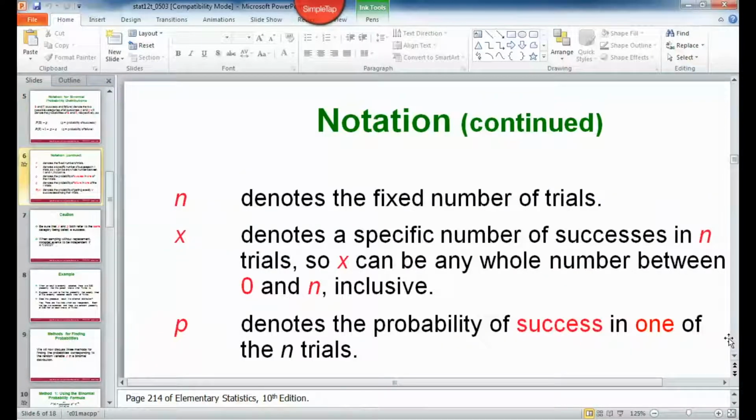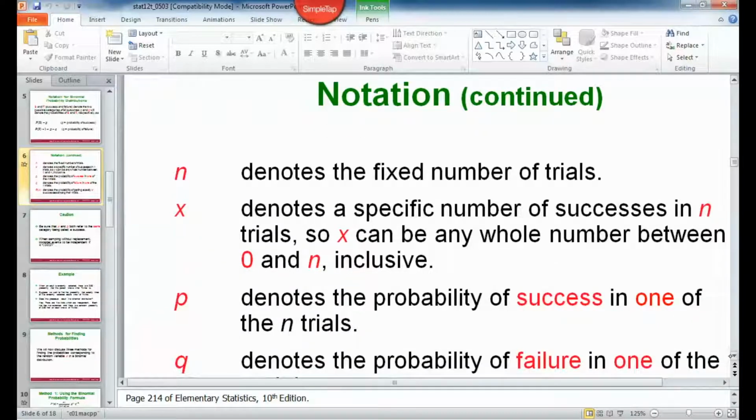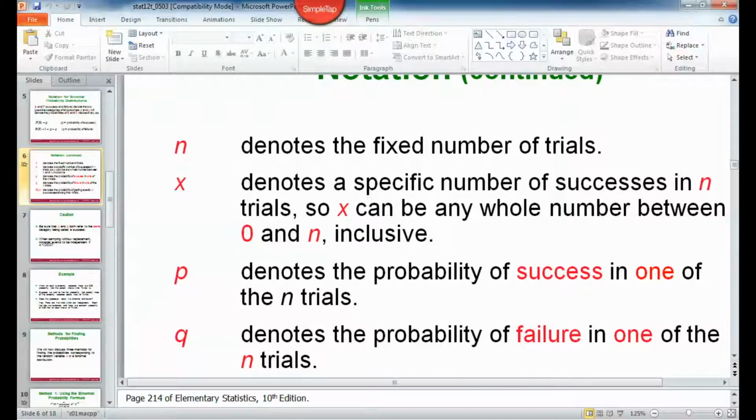Okay. All right, so we're getting ready for the binomial probability formula. To understand the binomial probability formula, which we'll get to eventually, we're going to have some n in the formula. That's the number of trials. X will be the specific number of successes in n trials. So X can be any whole number between 0 and n, meaning if I flip a coin 500 times, then n equals 500. X can be anything between 0 and 500, whole numbers. Okay? You've already written down that lowercase p means a success. So lowercase p is success in one of the trials. Q denotes the failure in one of the trials.